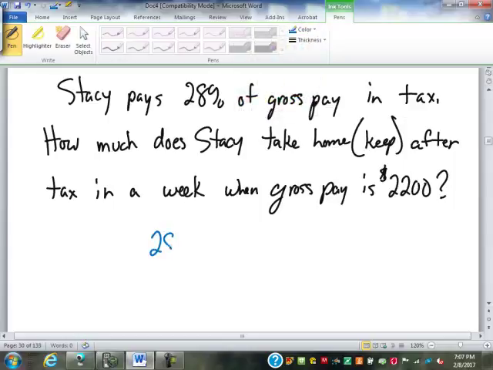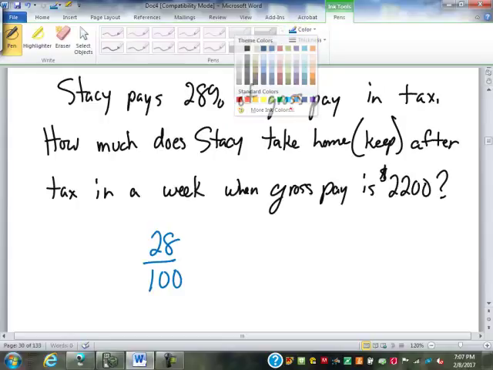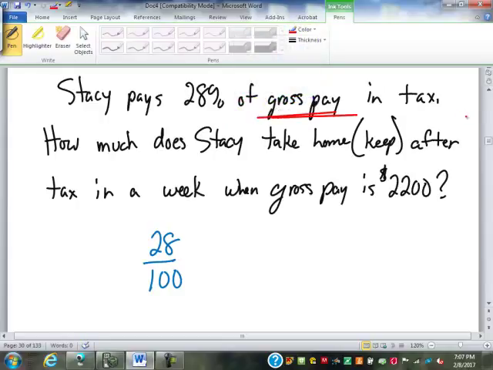So we have the percent, 28%. 28 out of 100. We've got gross pay in here somewhere. Which one does that link to, the 28 or the 100? The 100, the 2,200 is on the bottom. The gross pay is the 100, yes, because it's 28% of the gross pay, out of the gross pay. So the 28 actually represents what number here? The tax.